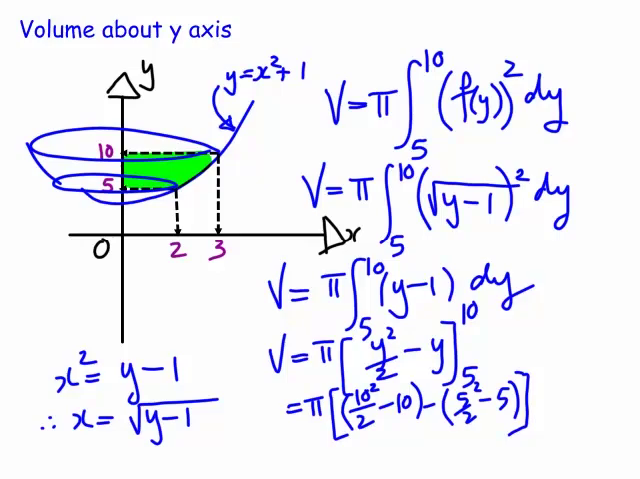So the volume is approximately 102.10 units cubed, to 2 decimal places.